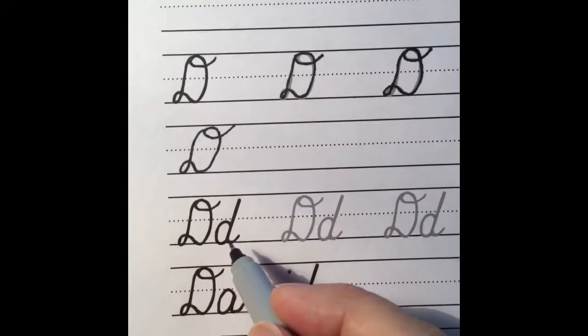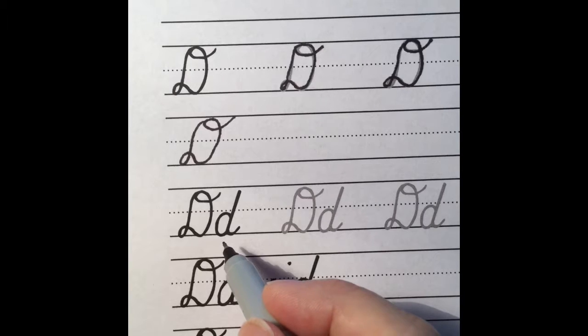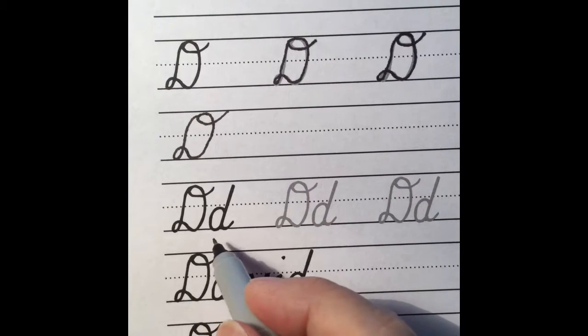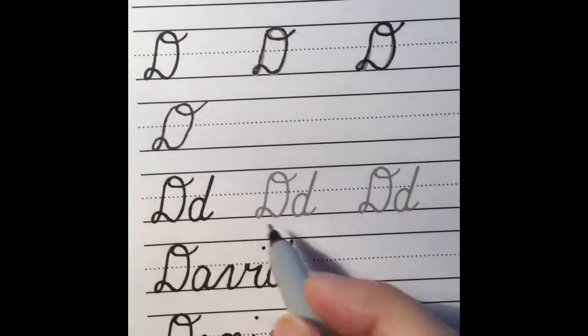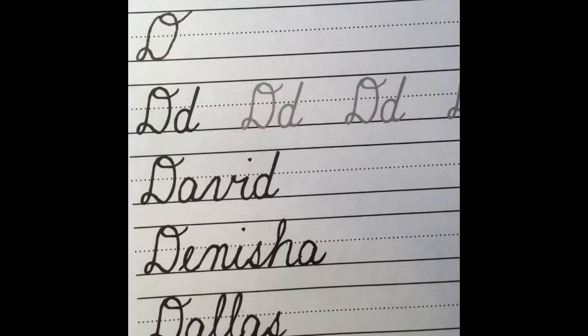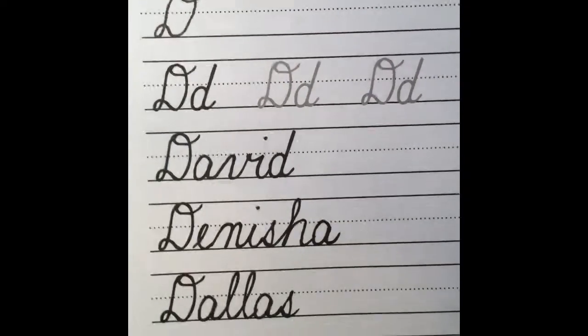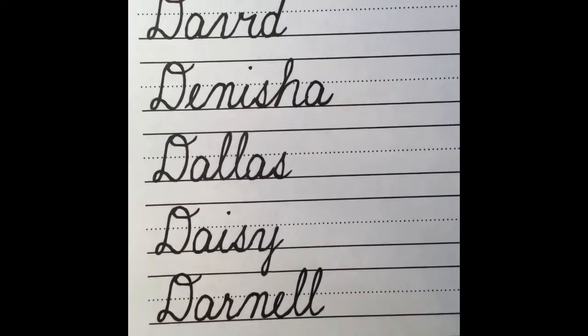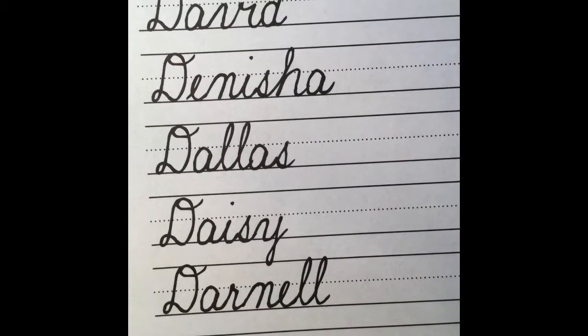A capital D is not a connecting letter, so we just mostly can compare the capital D with its lowercase partner. Capital D, lowercase. Many names start with D, such as David, Denisha, Dallas, Daisy, Darnell, and Dory. If your name starts with D, you're welcome to cross out one of these names and write your own. Don't forget to trace the names and write them yourself.